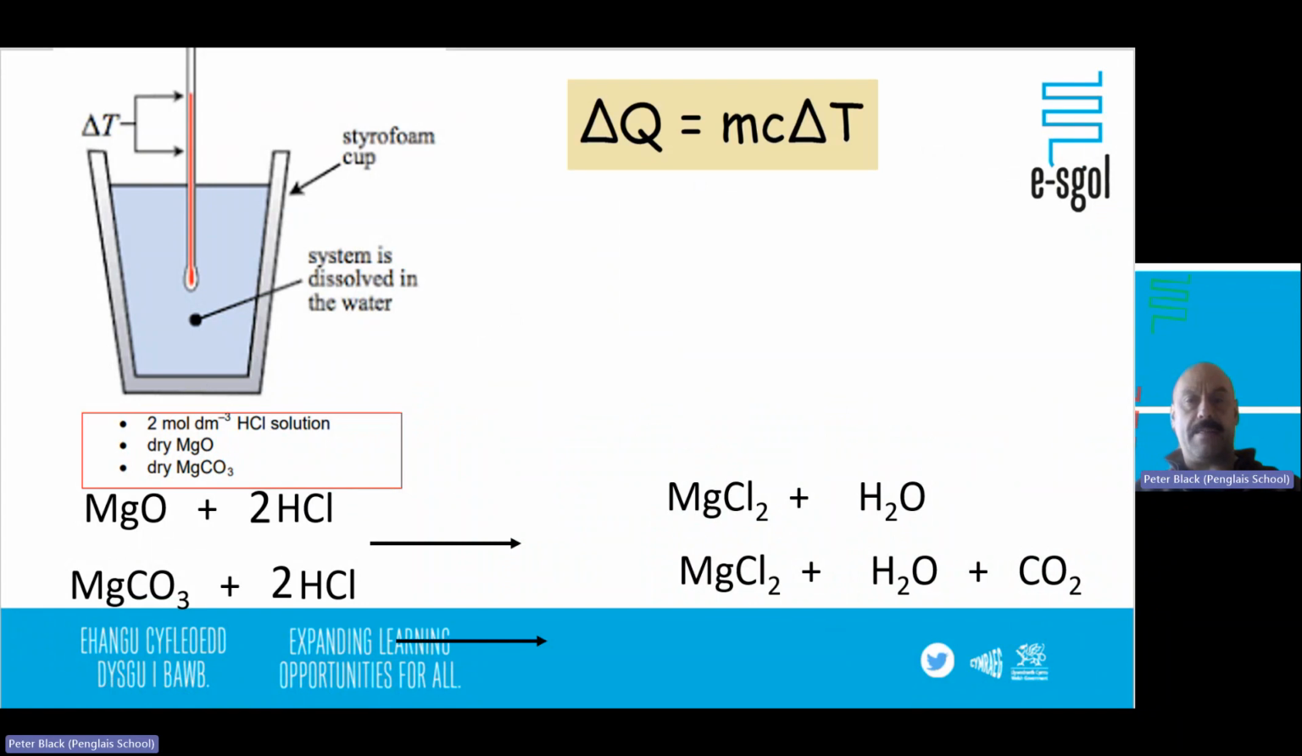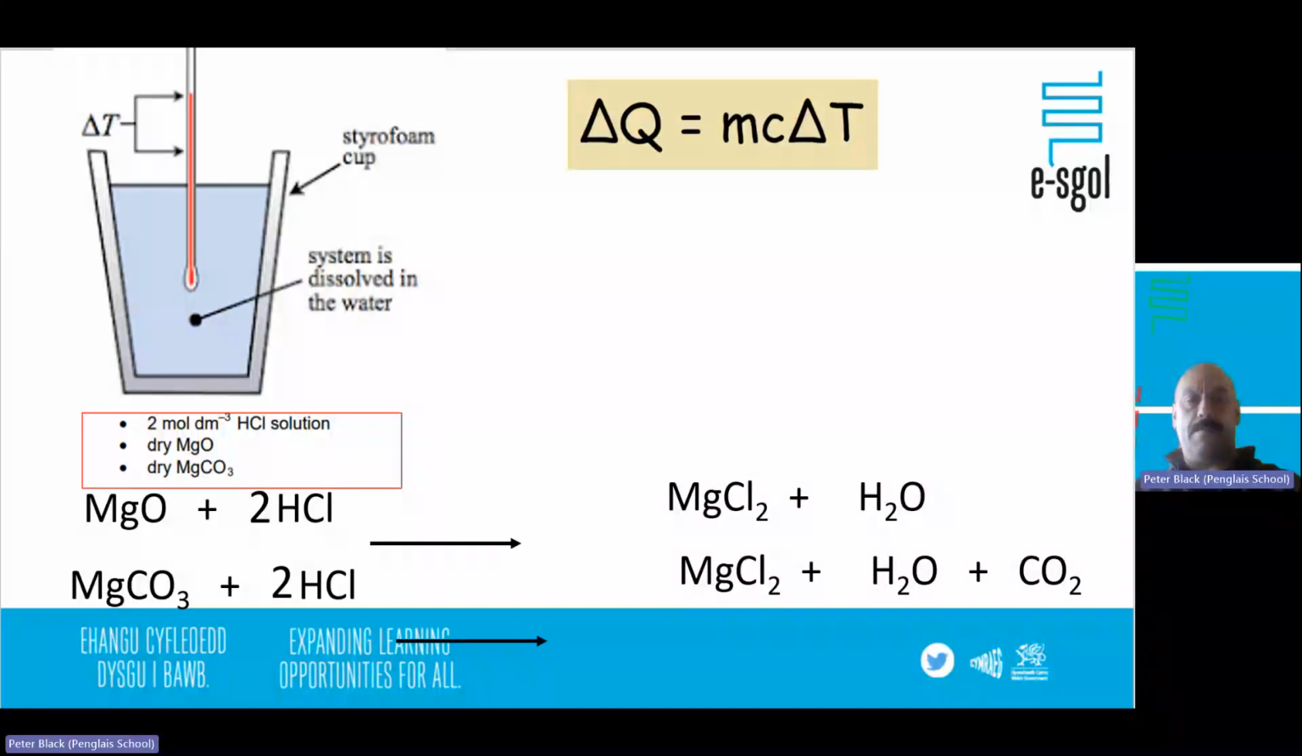So how are we going to do that? Well, we're going to use this equation here, so hopefully you should be familiar with mcΔT. We've got this delta Q. Now, what is Q? That's the energy change, and it's basically the energy change in the water. You can think of the system as being the reactants and products, and the water that the reaction's taking place in as being the surroundings.